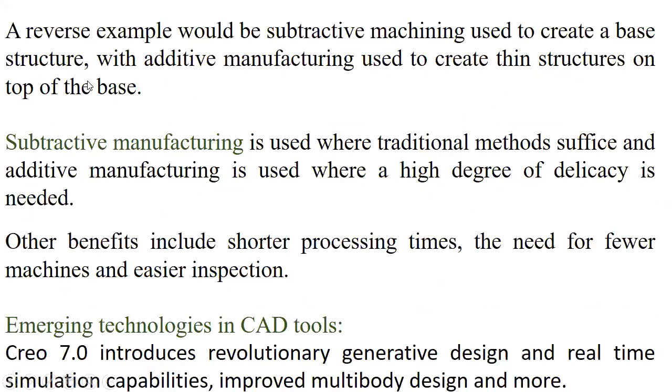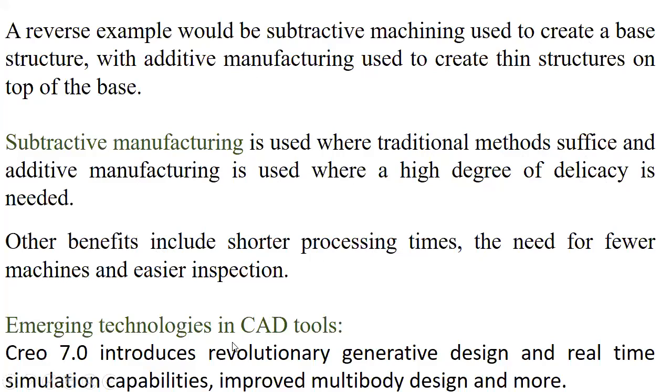A reverse example would be subtractive used to create a base structure, with additive manufacturing used to create the thin structures on top of the base. Subtractive manufacturing is used when traditional methods suffice, and additive manufacturing is used where a high degree of delicacy is needed. Other benefits include shorter processing times, the need for fewer machines, easier inspection, and emerging technologies in CAD tools.